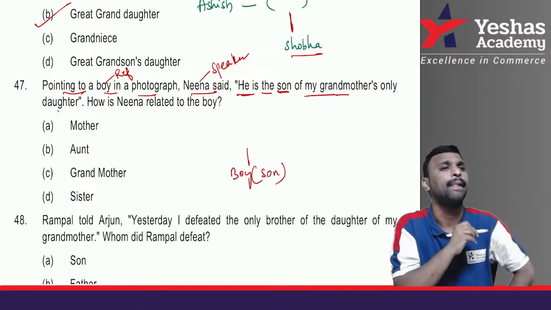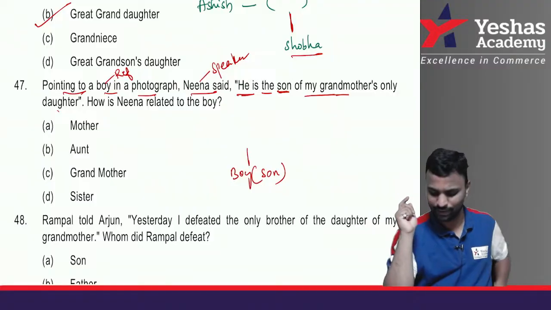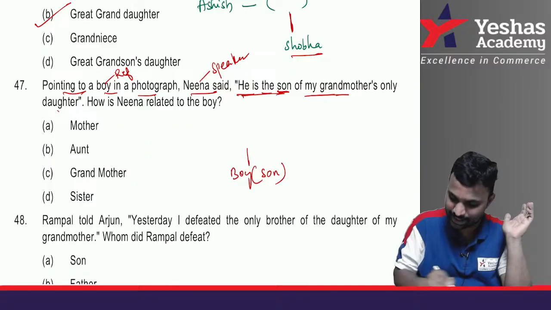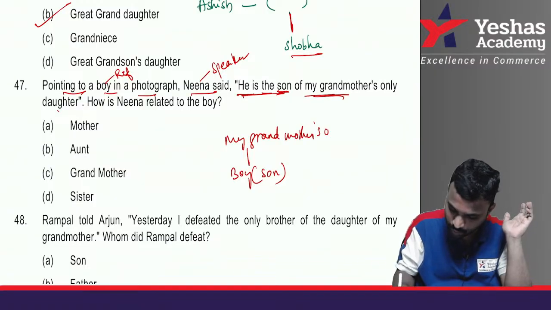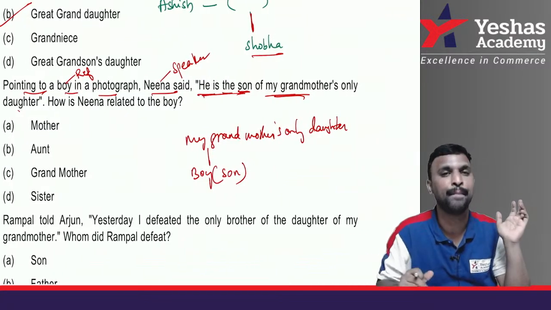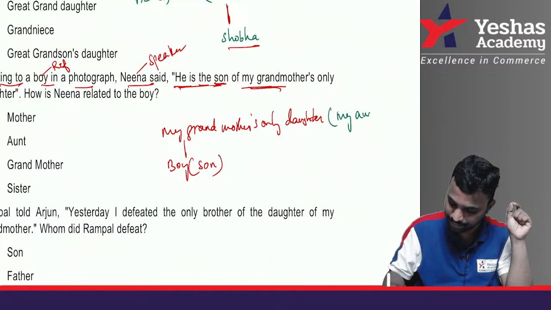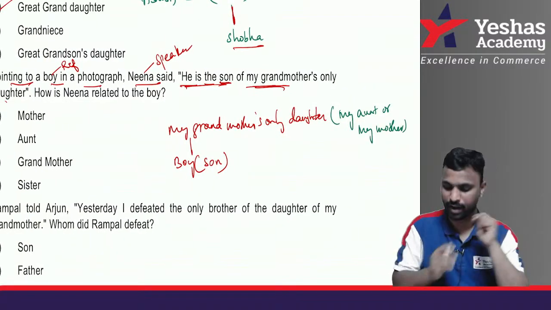He is the son of my grandmother's only daughter. My refers to whom? The speaker. Yes or no? My refers to the speaker. So definitely, where should be me? He is the son. Son to whom? My grandmother's only daughter. My grandmother's only daughter is basically my aunt or my mother.